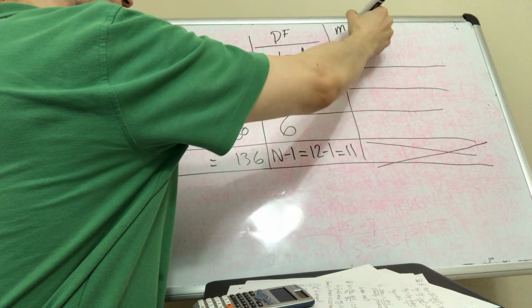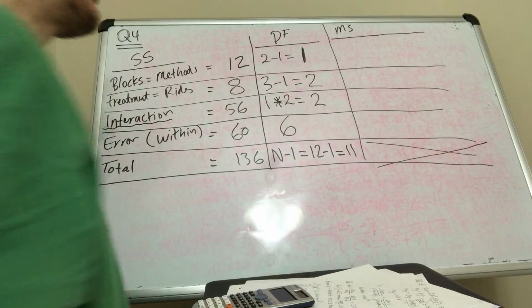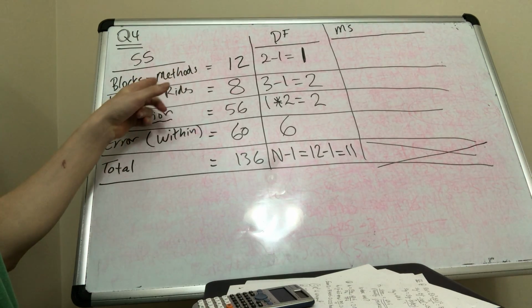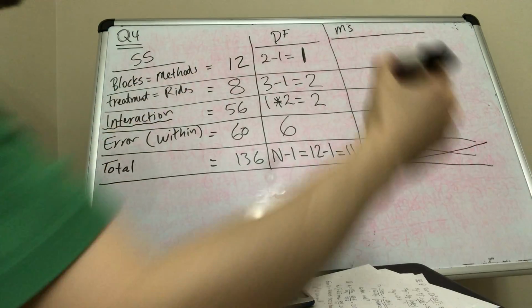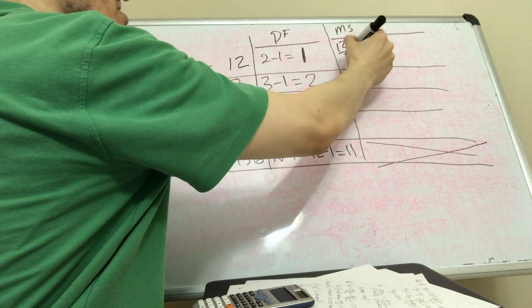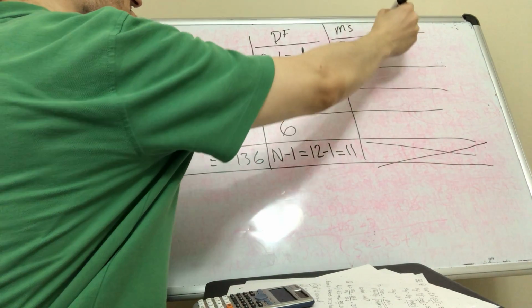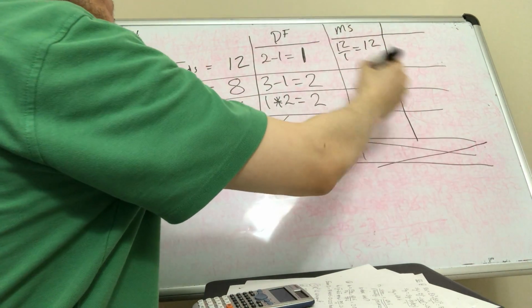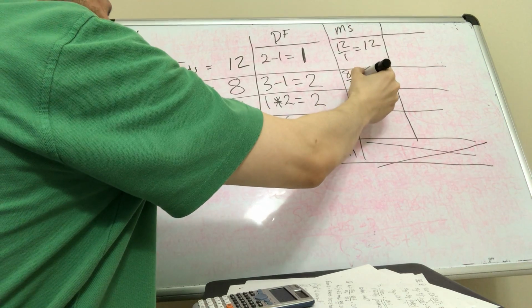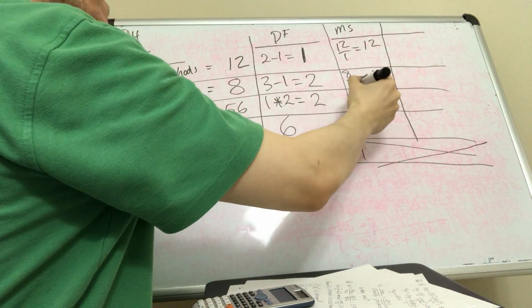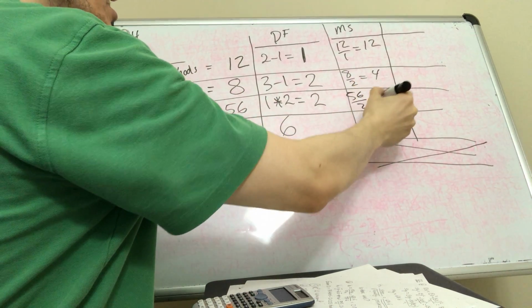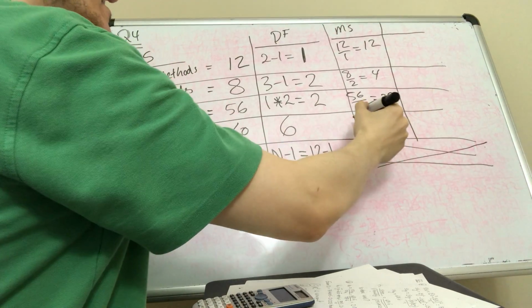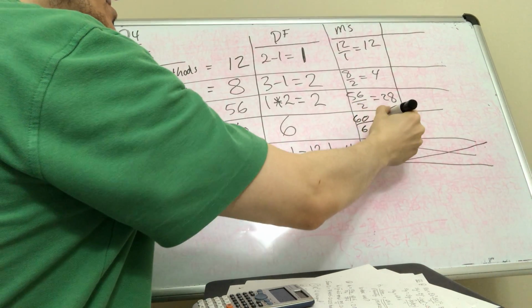Then MS. You know, for MS, you take your SS and divide by the degrees of freedom. So 12 over 1, 12. 8 over 2, 4. 56 over 2, 28. And 60 over 6, 10.